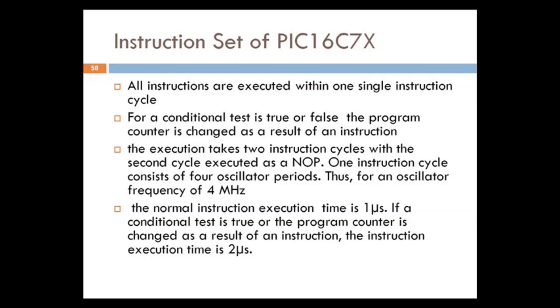The execution of each instruction takes 2 machine cycles based on an oscillator frequency of 4 MHz. The normal instruction execution takes place in a single microsecond. In the case of a conditional operation or a goto operation, the instruction takes 2 microseconds to execute.